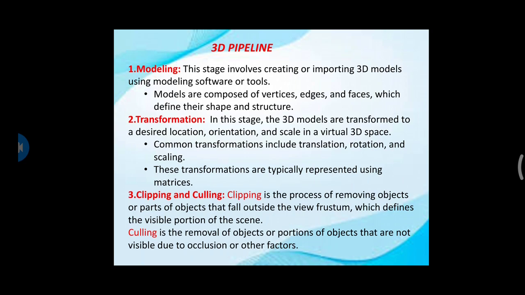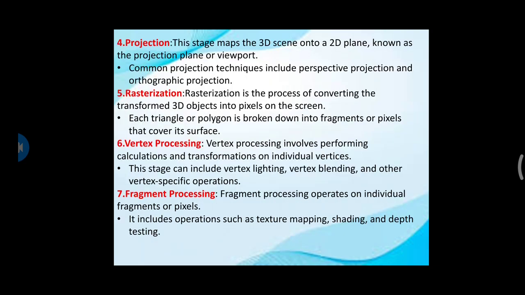Clipping and culling. Clipping is the process of removing the objects or parts of objects that fall outside the view frustum, which defines the visible portion of the scene. Culling is the removal of objects or portions of the objects that are not visible due to occlusion or other factors. Then coming to projection, this stage maps the 3D scene onto a 2D plane known as the projection plane or viewport. Common projection techniques include perspective projection and orthographic projection.